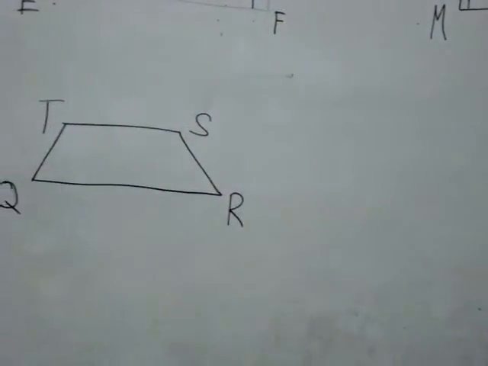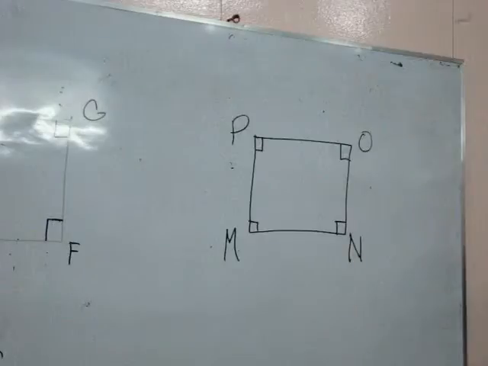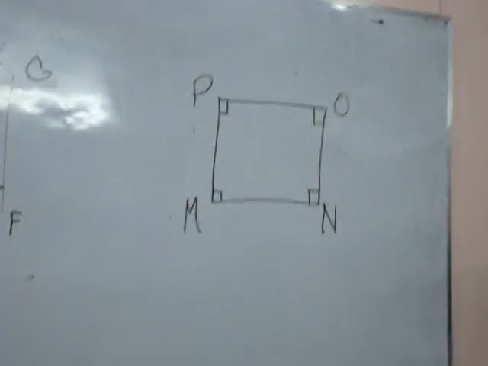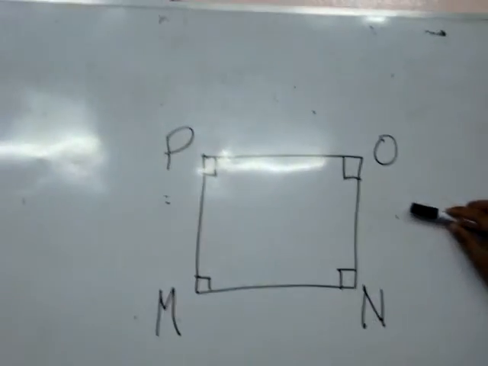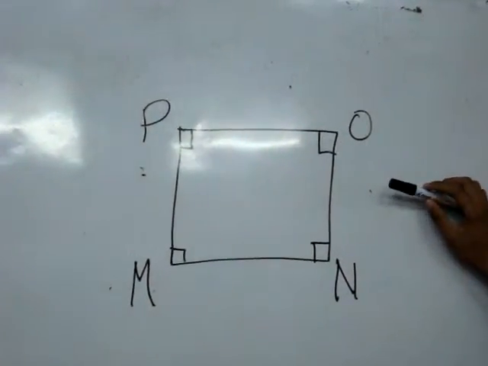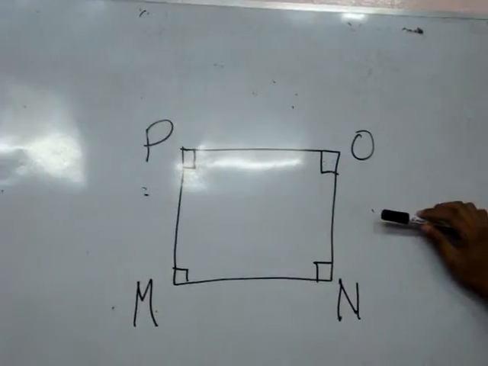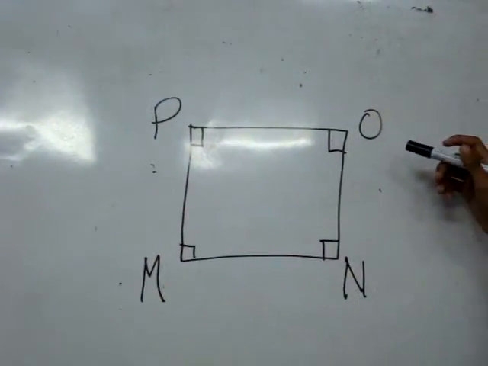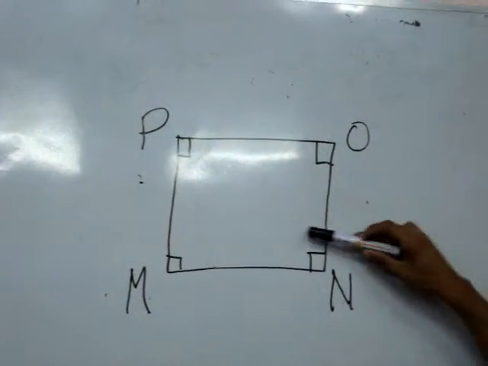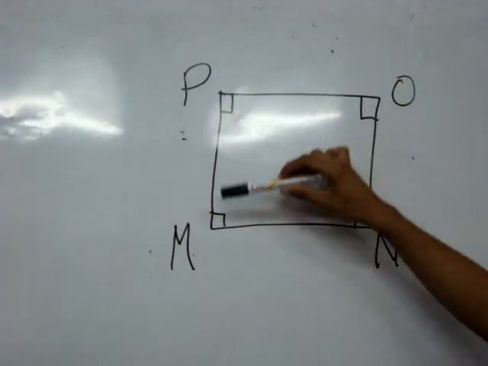Next, a square is a rectangle with 4 congruent sides. Quadrilateral MNOP is a square. The set of squares is a subset of the set of rectangles. It has 4 right angles and at the same time 4 congruent sides. Here, as you can see, they are right angles.